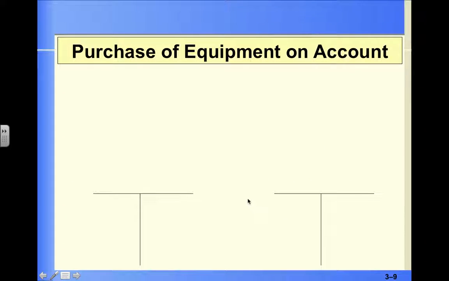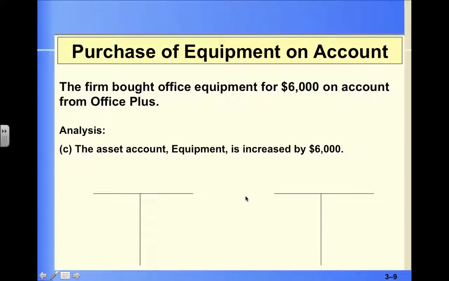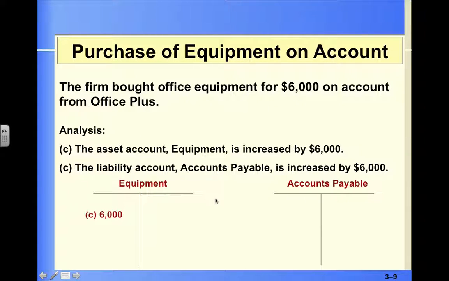You purchased equipment on account. That hasn't changed. You know the two accounts: equipment and accounts payable. But now you always have to say to yourself, assets are increased on the left side of a T account, which is a debit, and liabilities increase on the right, and the right side of the T account is the credit.